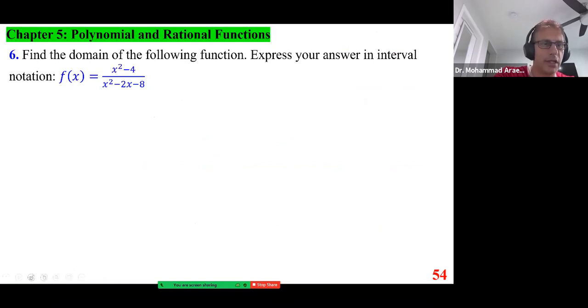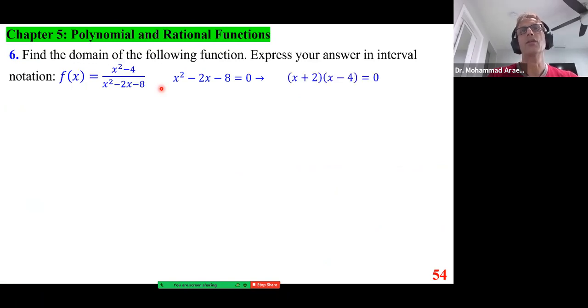Okay, here's the next one. We want to find the domain. And to find the domain, all you have to do for a rational function, set the denominator equal to 0 and exclude that. So whatever makes the denominator 0 is out. Factor. So x either negative 2 or positive 4. Those two are out. How do we write them in interval notation?